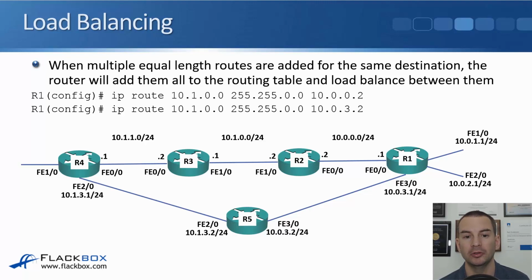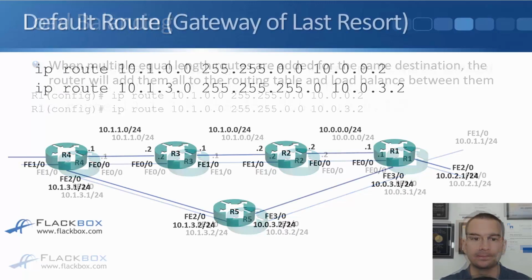They're both for 10.1.0.0 and a subnet mask of 255.255.0.0. One route has got the next hop of 10.0.0.2. The other route has got the next hop of 10.0.3.2. So in this case, they're both exactly the same. Then the router will load balance traffic over the two different next hops.